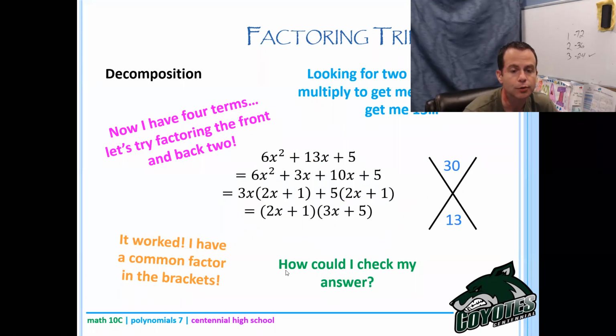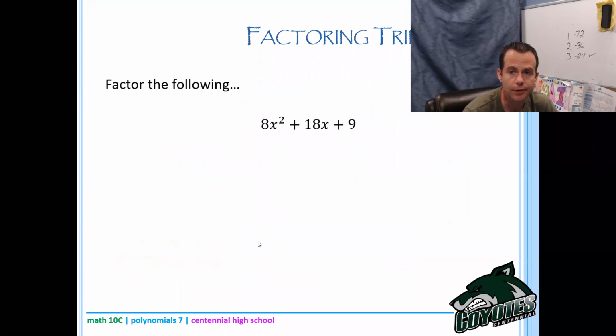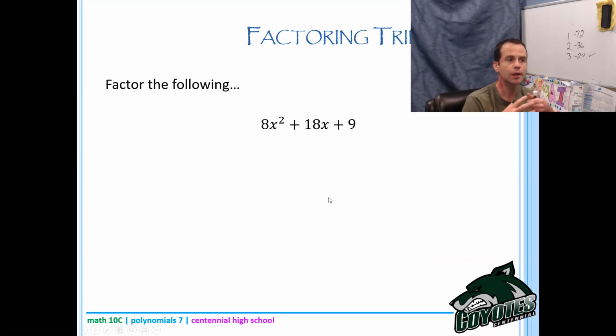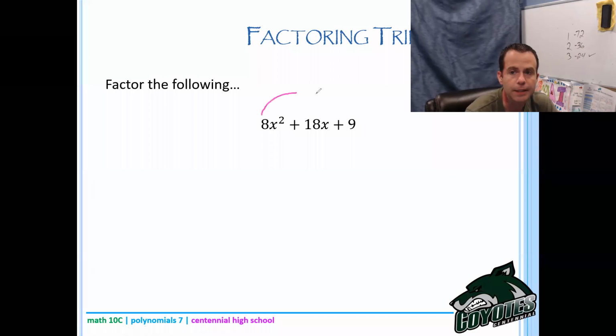All right, so let's try these together. 8x squared plus 18x plus 9. What am I looking for? I'm looking for two numbers that would multiply together to give me 72. That's where that 8 times 9 is.